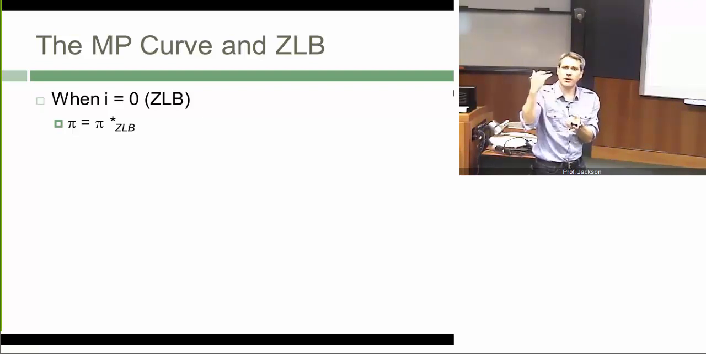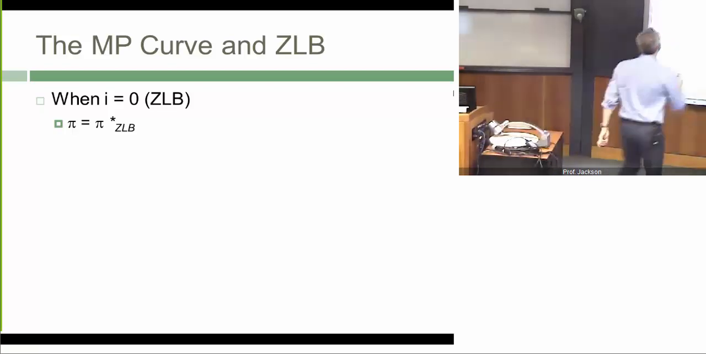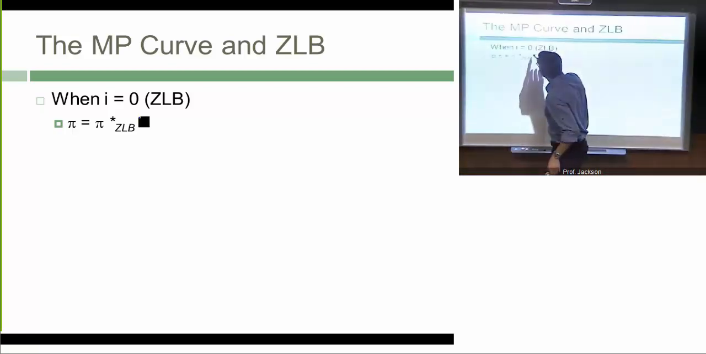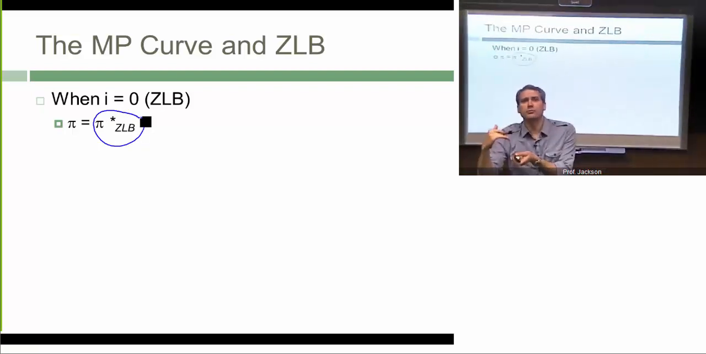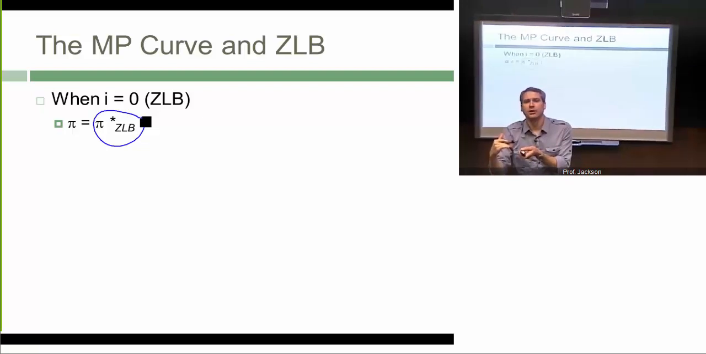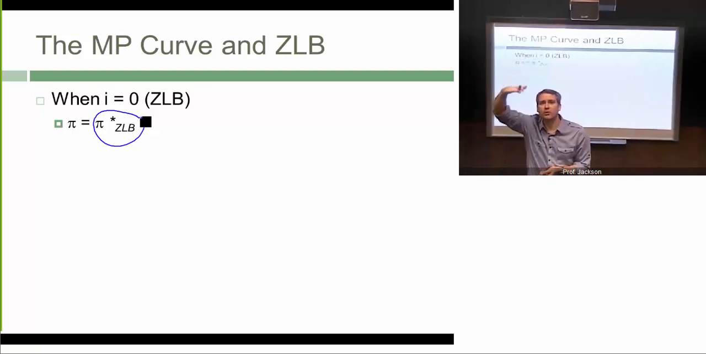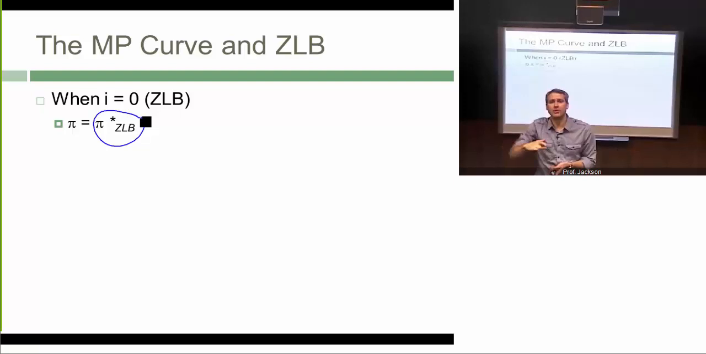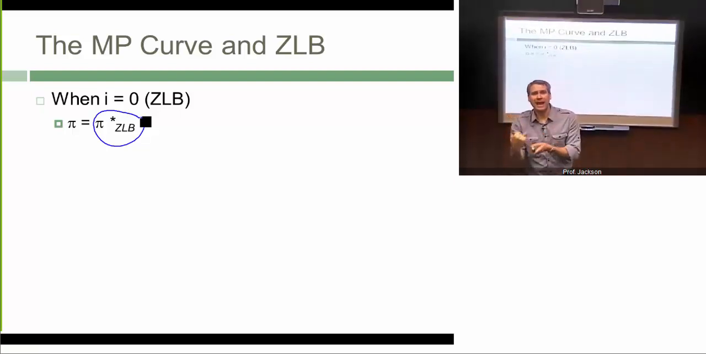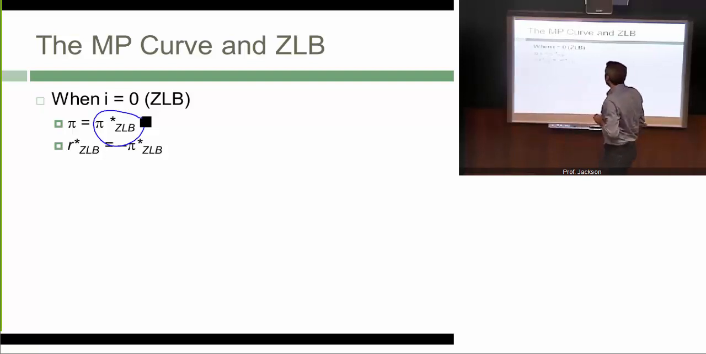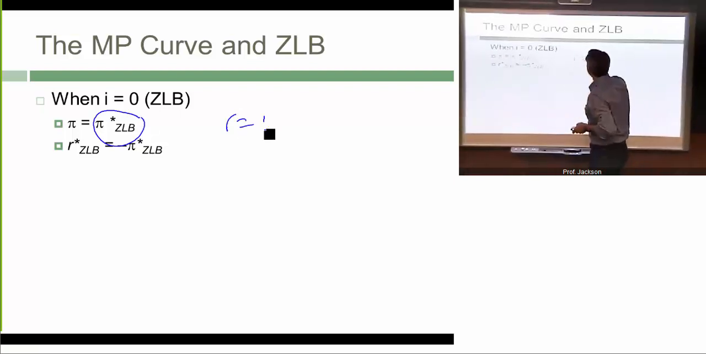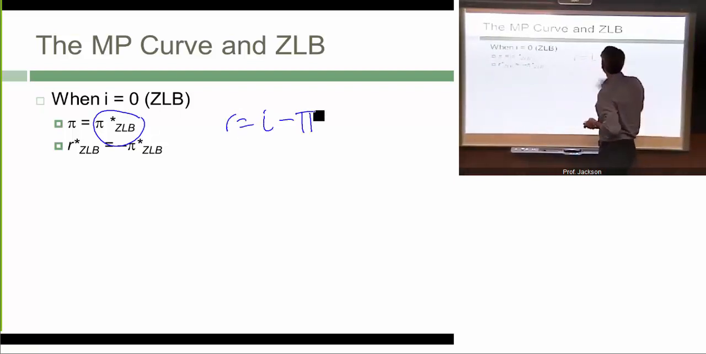So at some point, there's some arbitrary inflation rate, which we're going to call pi star ZLB, at which point that pins short-term nominal interest rates at 0. Once inflation falls at or below that pi star ZLB, then we're going to be at the nominal interest rate of 0 and that floor of 0. And so in particular, what that also means is that, if you recall, our real interest rate is just equal to nominal interest rate minus inflation.